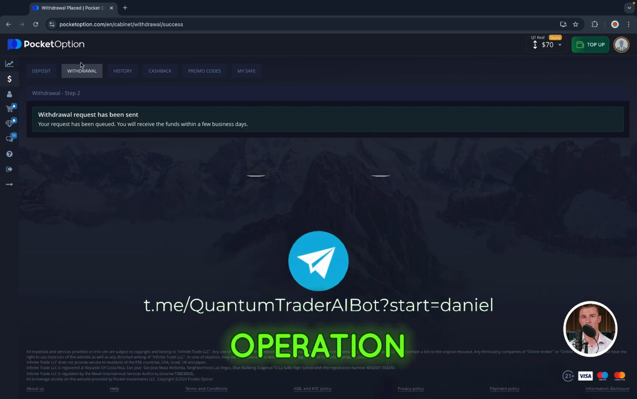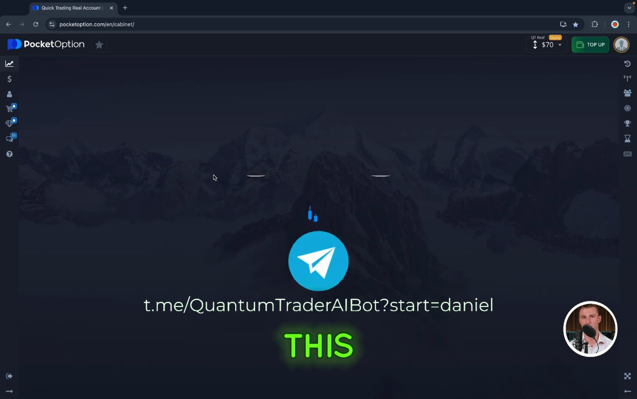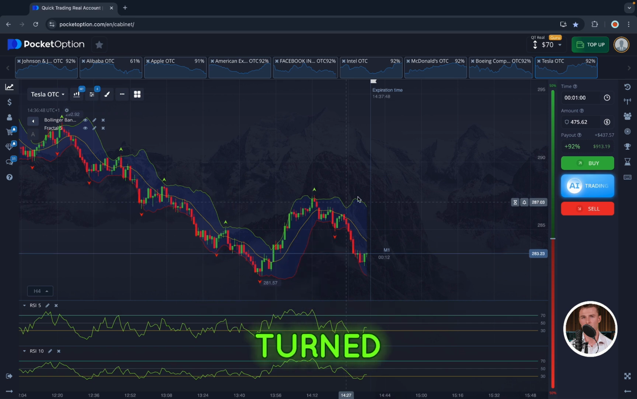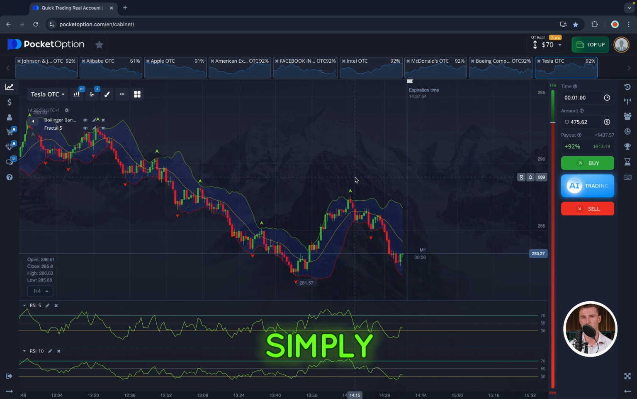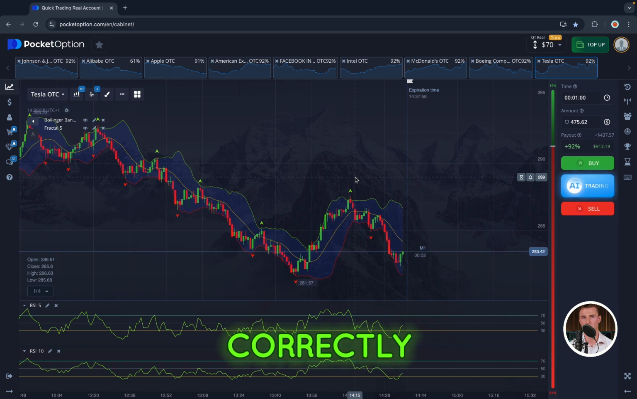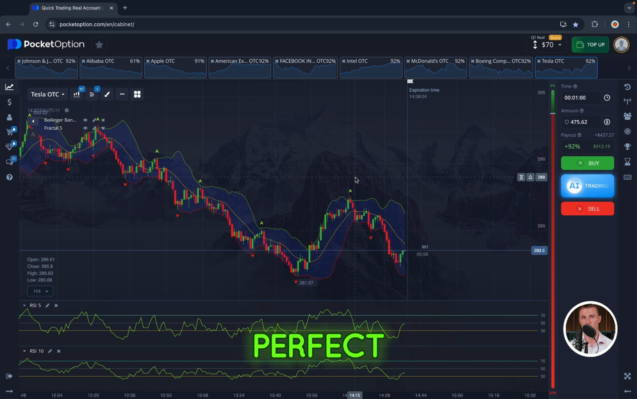The withdrawal operation is successfully executed. This is how the trading for today has turned out with the use of this bunch of indicators. As you can see, everything is in general simple, the most important thing is to analyze the market correctly and understand the movement on the charts. Then your indicators will give you perfect signals.